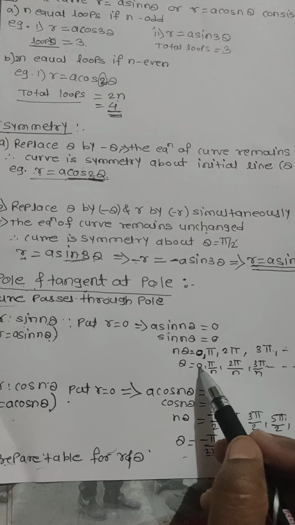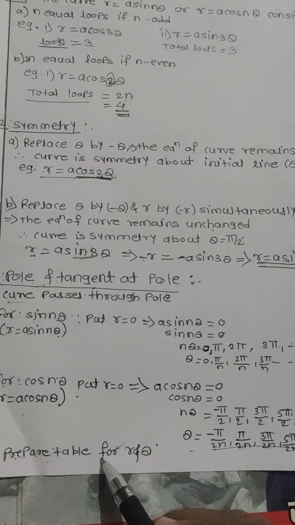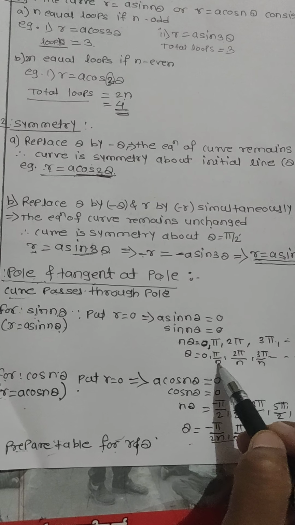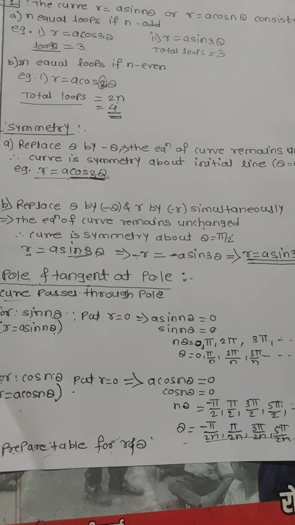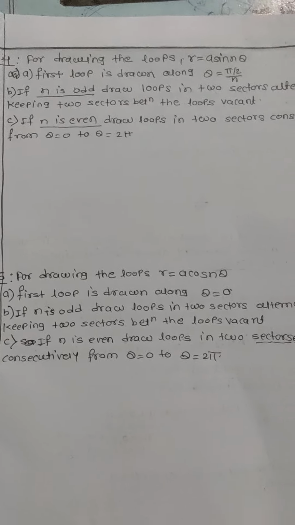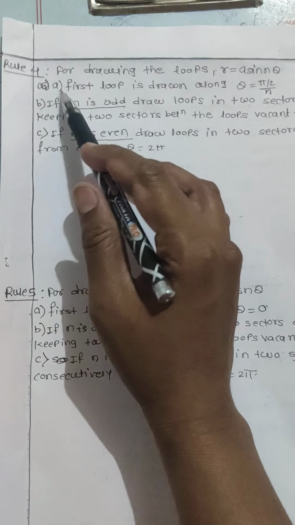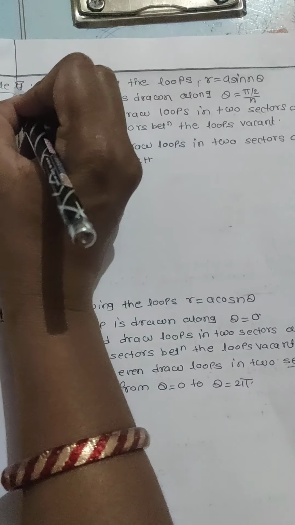That means obviously the first point of theta is 0. And what is the second point? We have to start from pi by 2 to 2 pi, and we have to write down sequentially all the remaining terms. See the next rule. Rule 4 is done, this is rule 5.